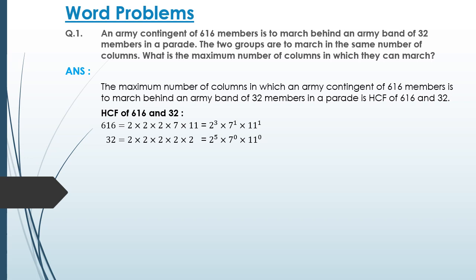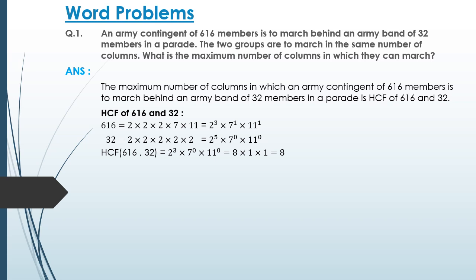Now to find out the HCF of these two numbers, what we do is take the multiplication of the common factors with lowest powers. So 2 raised to 3, 2 is a common factor, and the lowest power is 2 raised to 3. Getting it? 2 raised to 3 and 2 raised to 5. These are the numbers. In this, 2 raised to 3 is the number with the lowest power. Then 7 raised to 0 is the number with the lowest power. 11 raised to 0 is the number with the lowest power.